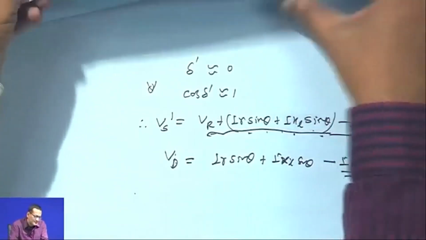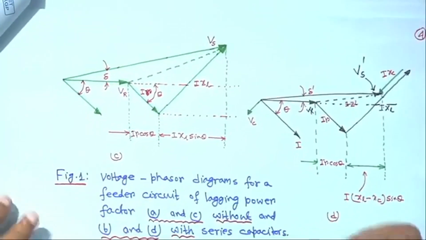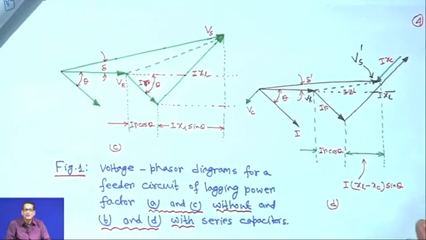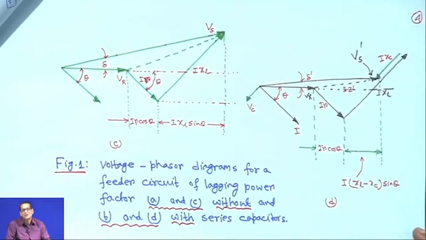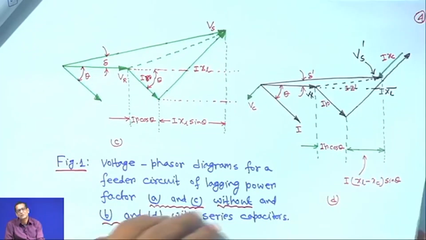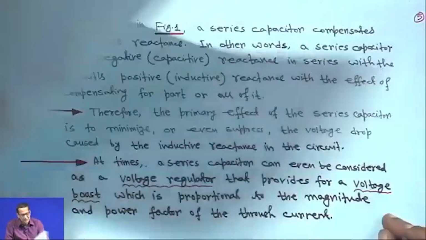So, that is why, as I told you, if the voltage drop is getting reduced, the amount of reduction is actually equivalent to the voltage rise, right? Understandable.